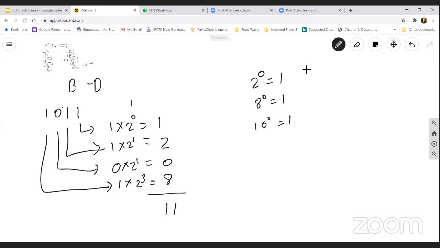Good. So 1011 is equal to 11 in decimal. This is how we calculate binary to decimal and decimal to binary.